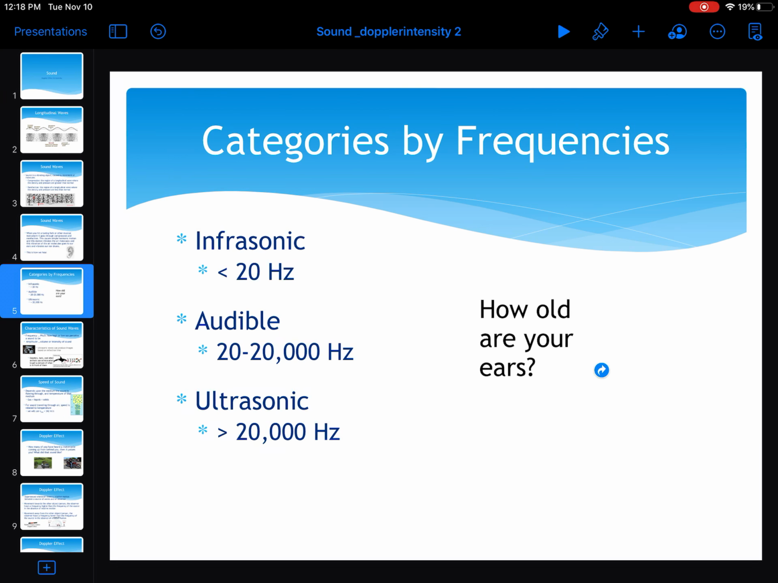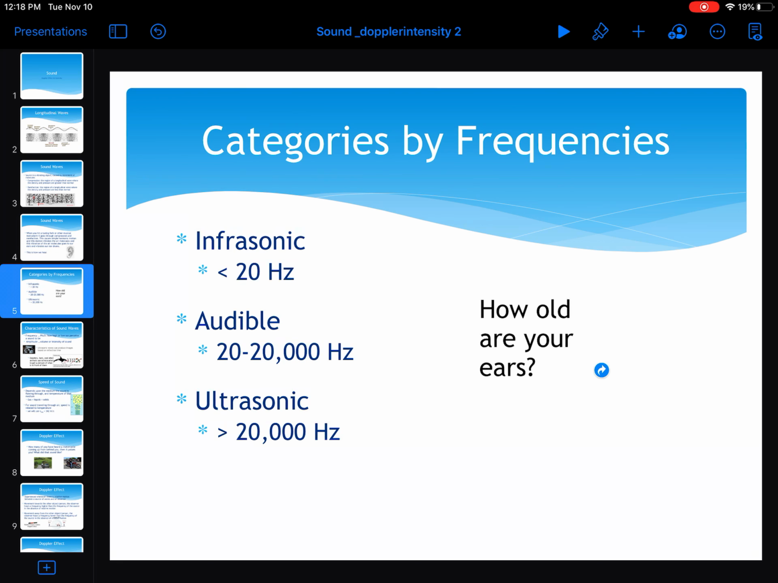So with age, yes, we are going to lose some of our hearing range, but just in general, there is an expected or normal range. Anything less than that, we refer to as infrasonic. It's just too small or too low of a frequency for us to recognize with the human ear. And then anything greater than that, we would identify as being ultrasonic. And that just means it's a higher frequency than what our ears can detect. Now, this is the average audible range for humans. Different animals are going to have a different set of audible frequencies.